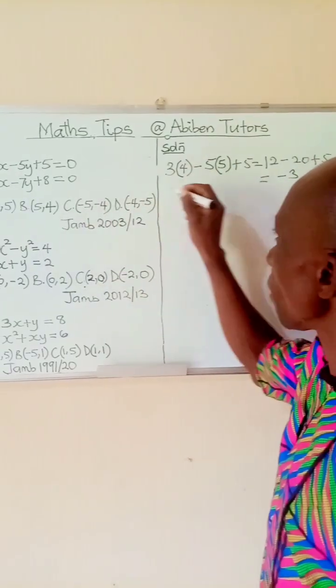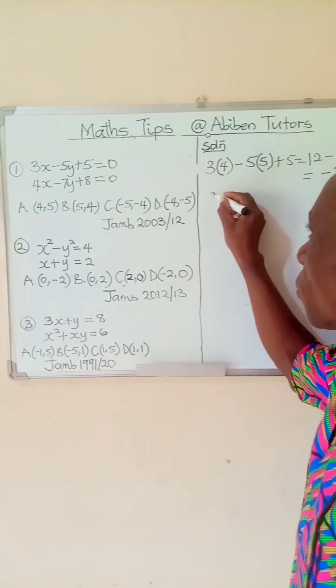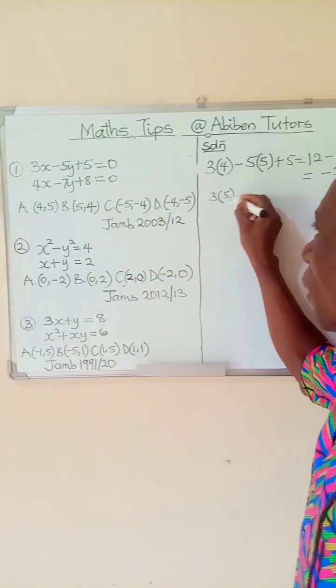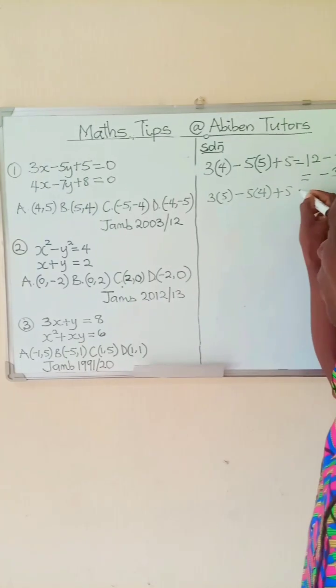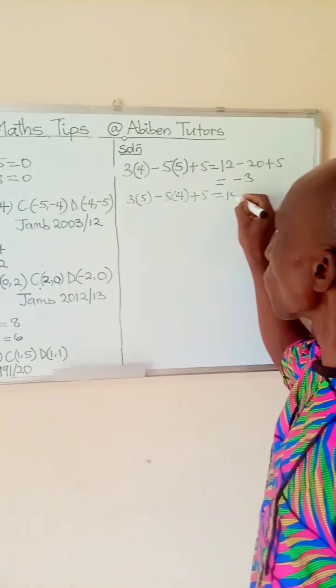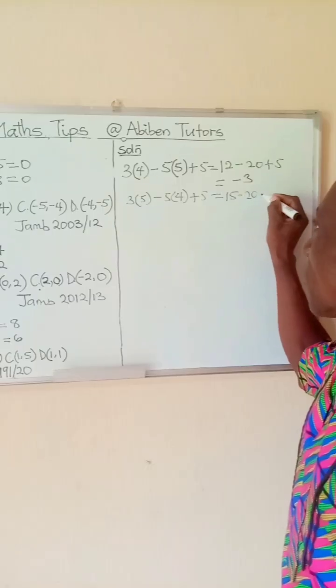We move quickly to option B, still using the same equation. The values of x and y are 5 and 4 respectively. So we substitute. We have 3 times 5, and then minus 5 times 4, plus 5. So 3 times 5 gives us 15. 15 minus 20, and then plus 5. 15 plus 5 is 20. 20 minus 20 will give us 0. So because the values of x and y in option B satisfy equation 1, we know that option B is the correct answer.